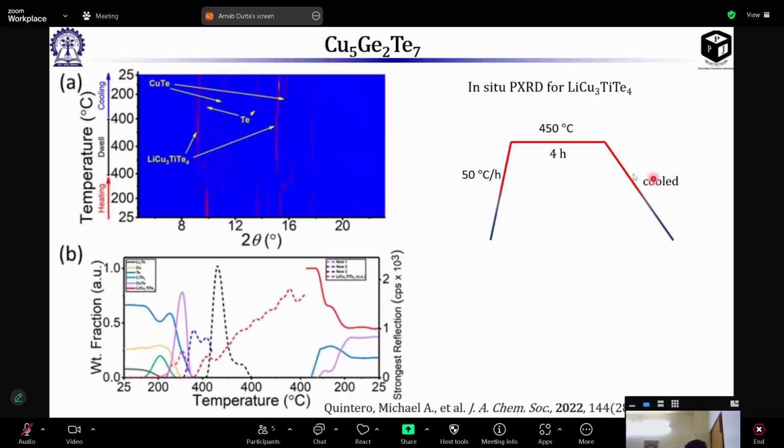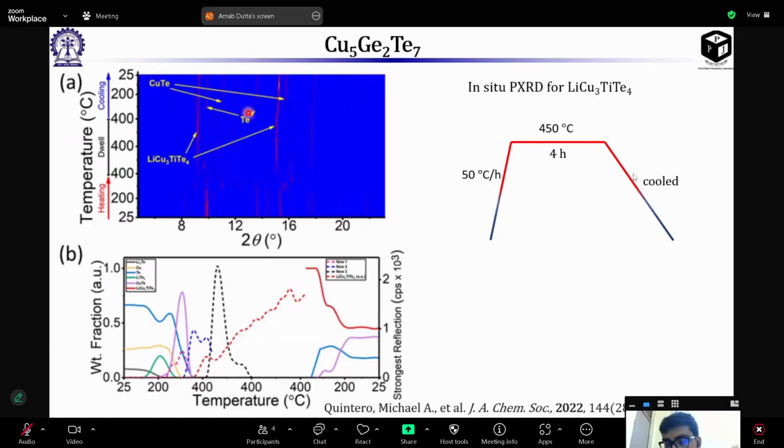So then I found one piece of literature from Kanatzidis's group. They performed in situ powder X-ray diffraction measurements on lithium copper 3 titanium tellurium 4. They used this temperature program, and at various temperatures they collected the powder X-ray data. And they show that at high temperature, this lithium copper 3 titanium tellurium 4 is forming. But when the temperature is cooling down, at that time copper telluride and tellurium are forming. So it is not present at the high temperature, but when it is cooled down from the high temperature, then they are forming.